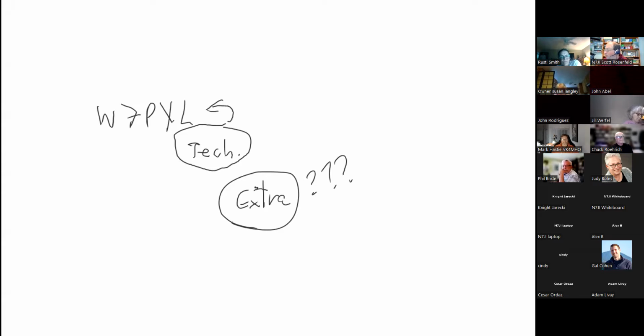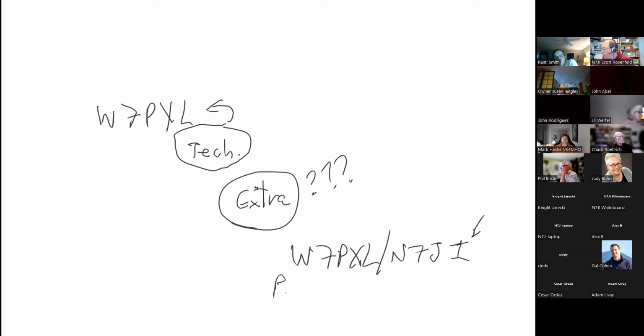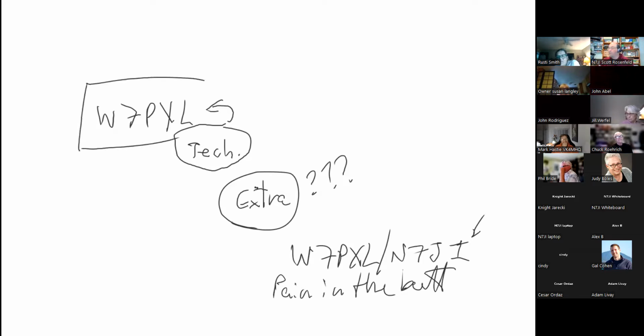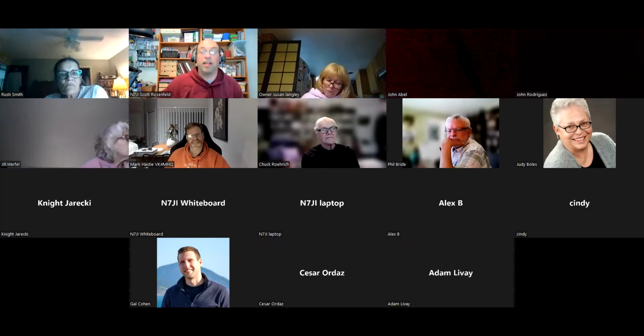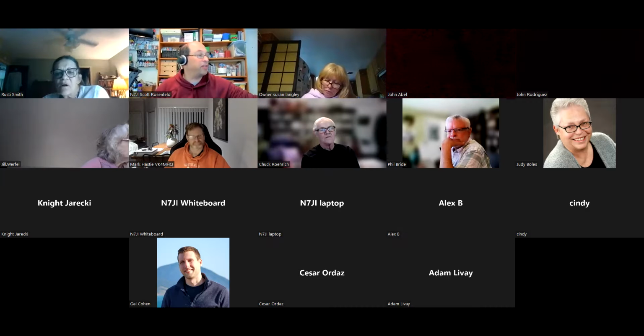I would actually have to identify the station as W7PXL/N7JI, indicating that I was the control operator on that day. That is what we call a pain in the butt. So what we usually do is make the trustee of most club stations an extra class operator, because then it's assumed that that station could be where it is. So you don't have to do any additional identification. That's why most trustees are extra class operators.